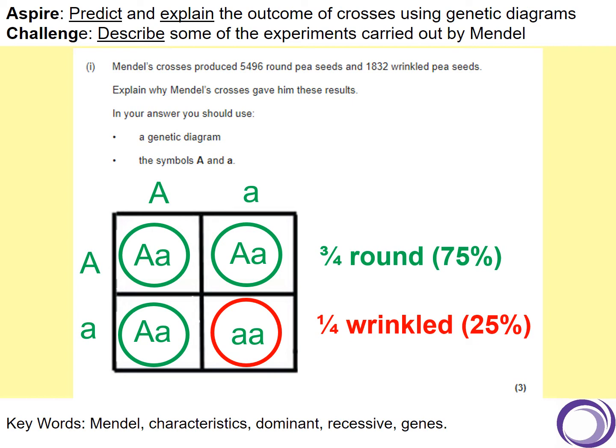And if you add together 5,496 and 1,832, your total number of offspring is 7,328. Work out 75% of that and you get 5,496, leaving 25% of that as the 1,832 you started with. Now, don't worry too much if you struggled with that question. It's higher level, it's a difficult question, but I just wanted you to have a go at it.